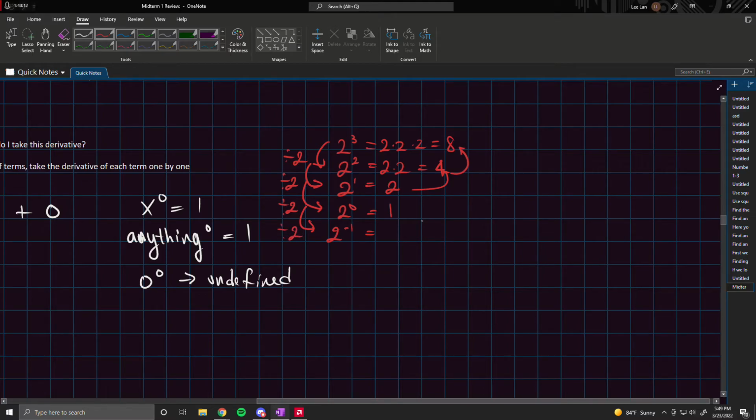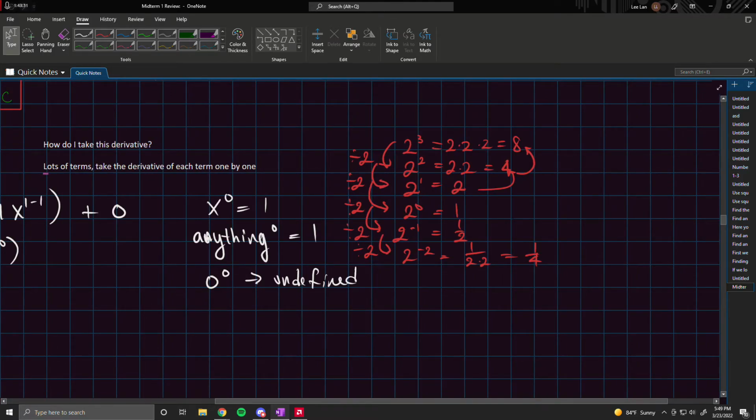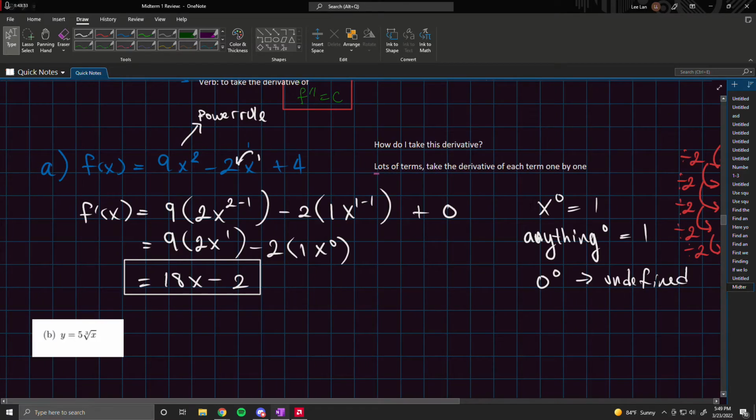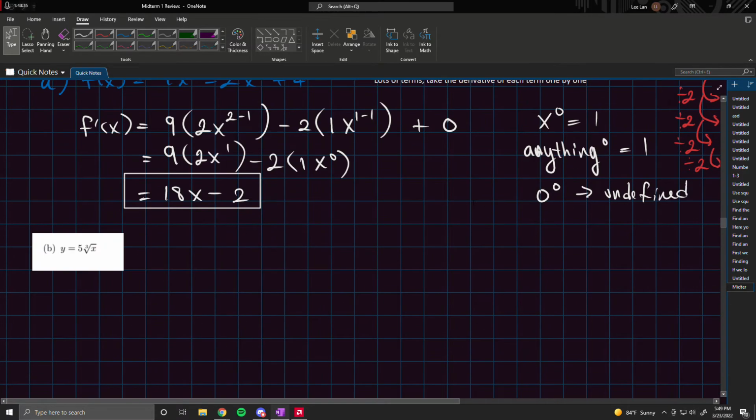I divide by 2 again, right? So 1 divided by 2, that's 1/2. And if I continue the pattern, divide by 2 again, 2 to the negative 2, that's 1 over 2 times 2, which is 1/4. And so here's also an explanation of why negative exponents make it so that you get the reciprocal of the power. So anyway, that's a side note. Right. Let's go on to B.